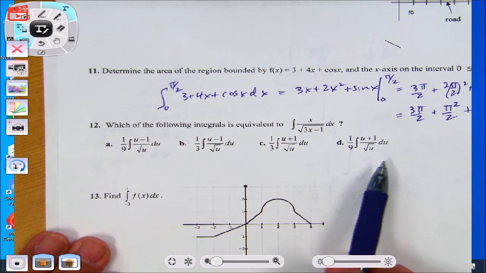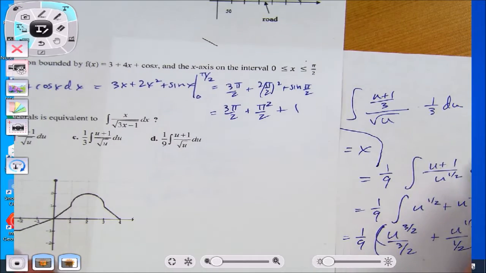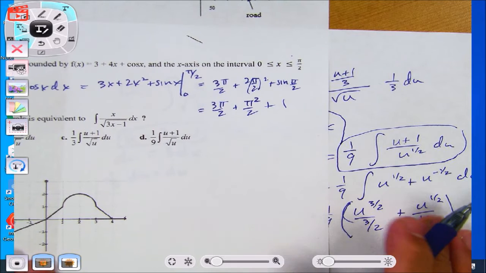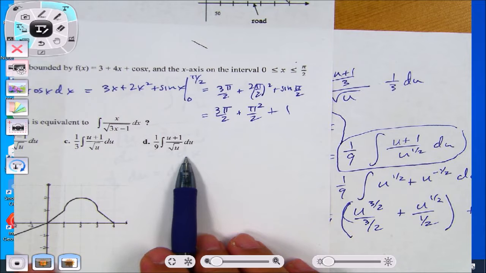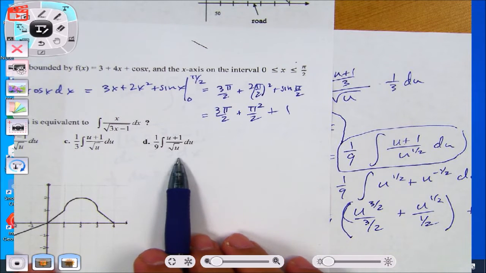Number 12, actually. So here, taking it completely out like we did kind of messed us up. No, it's right there. That's D. Right? U to the half and square root of u are the same, so the answer is D.